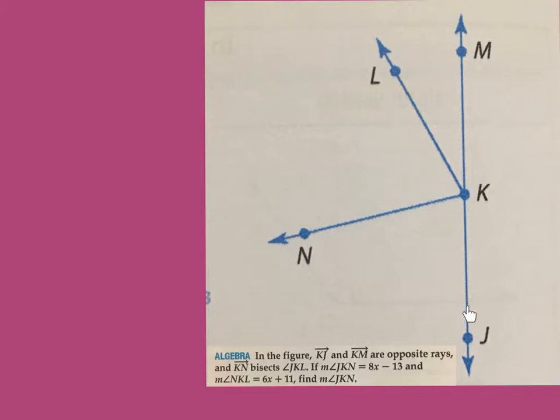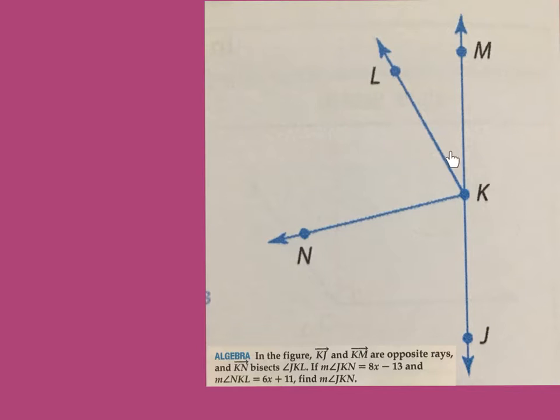Well, that makes sense. KJ, KM, opposite rays. Good, we got it. And KN, so here's KN, bisects JKL. So, okay, let's think about this. KN bisects JKL. We just got done knowing what bisecting is, right?